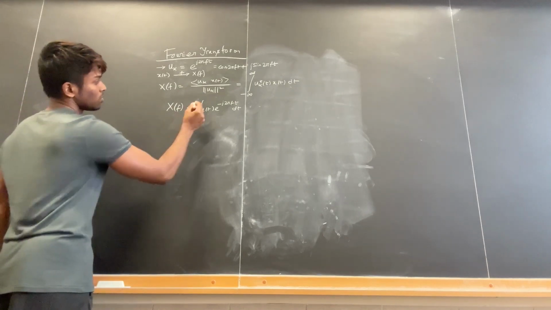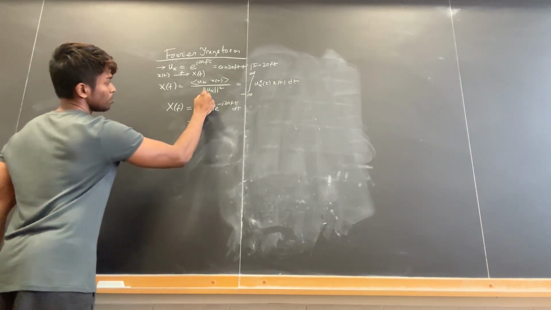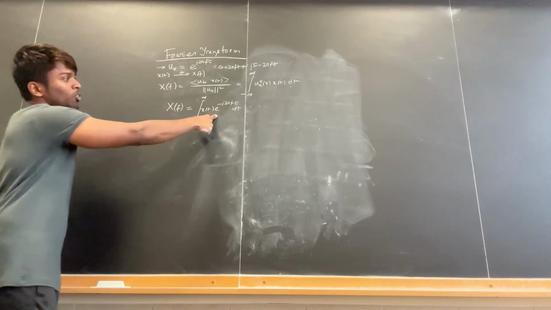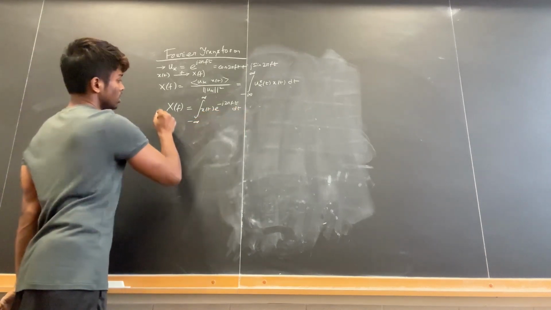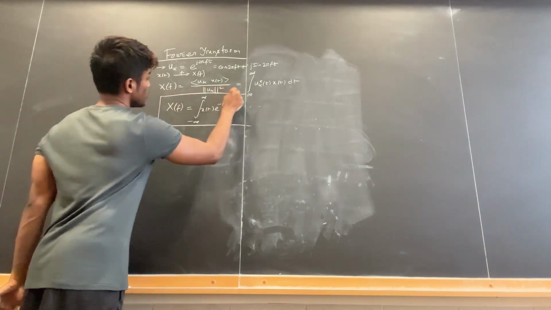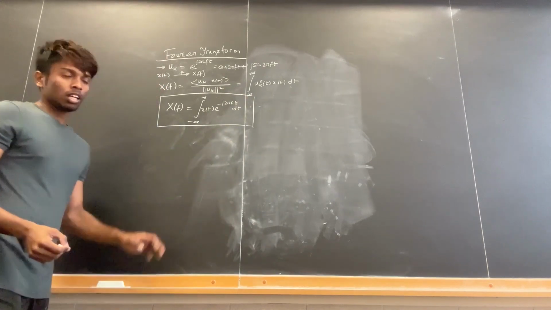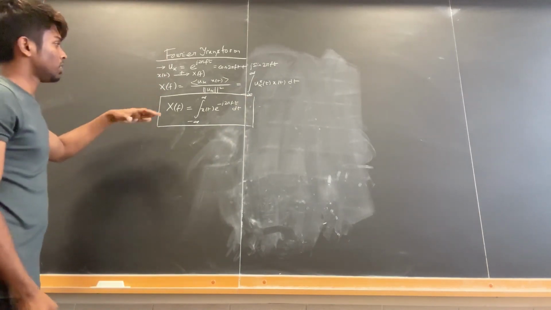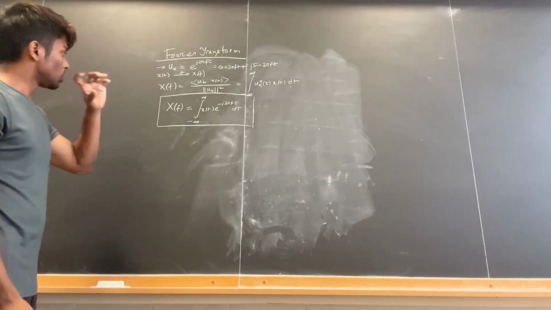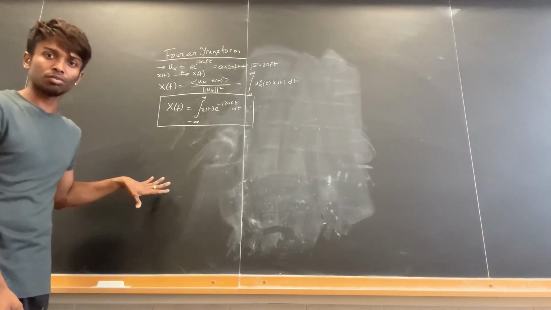That is xf is equal to integration minus infinity to plus infinity xt times e to the power minus j 2 pi ft dt. Now this is the basis of Fourier. This is the Fourier transform. Now if there is a Fourier transform, there should be an inverse Fourier transform. But we first want to understand what happens in the Fourier transform.